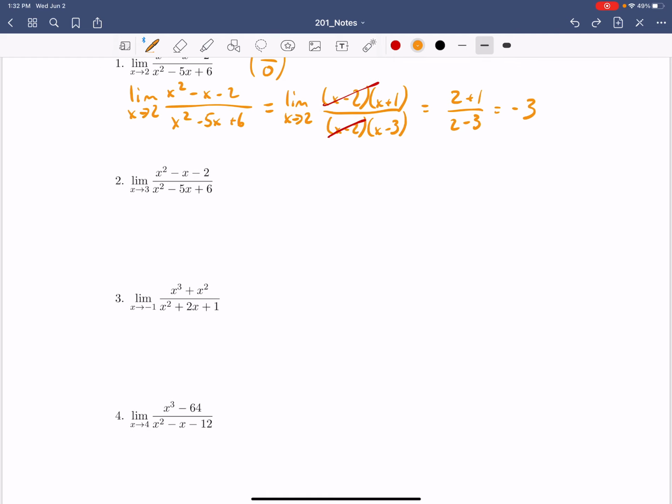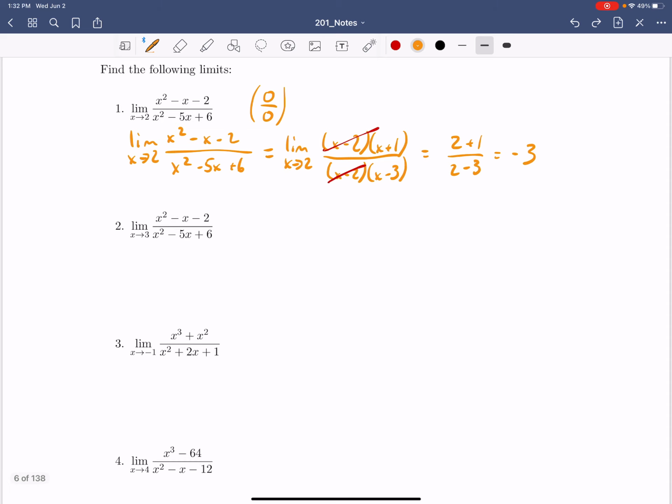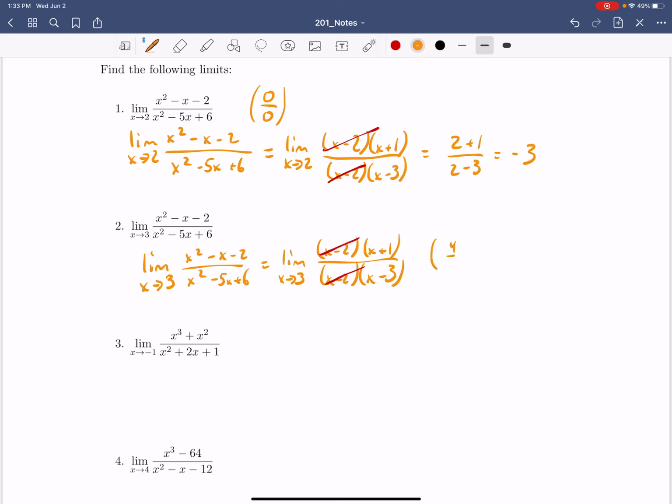Now, second, let's take a look. Same sort of problem, except it's the limit as x approaches 3. Now, we already know from the previous problem, right? Because it's the same exact expression, it's just x is approaching a different number. It's approaching 3, right? In this case, we'll factor it the same way we did before. But what happens is, at this point, we have a situation where we have 4 divided by 0. And you know what that means, right? We're going to have infinite limits.